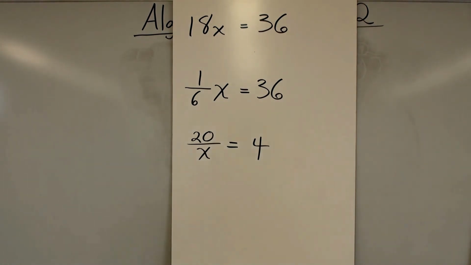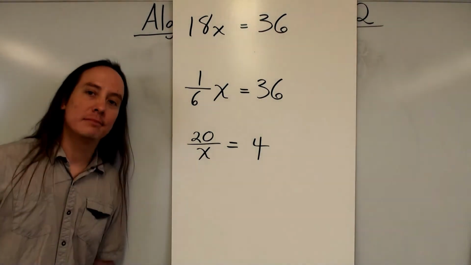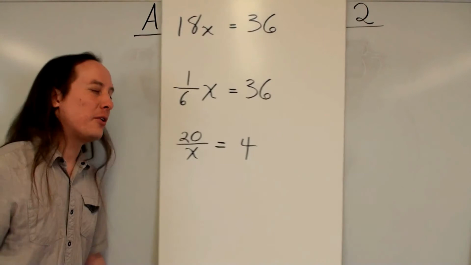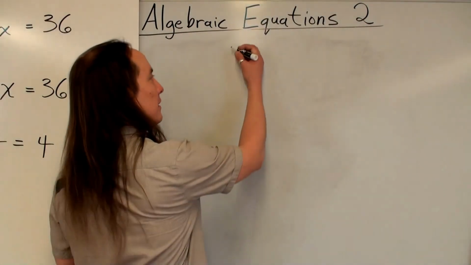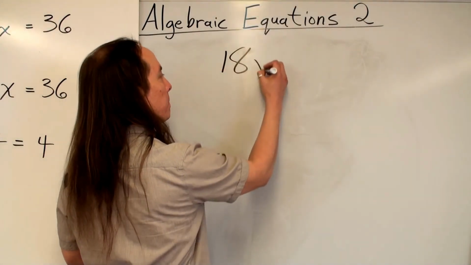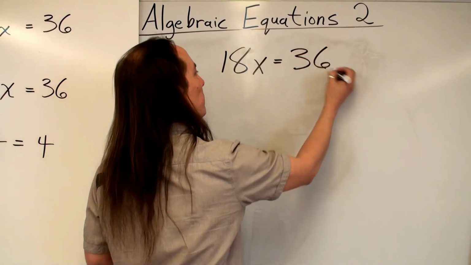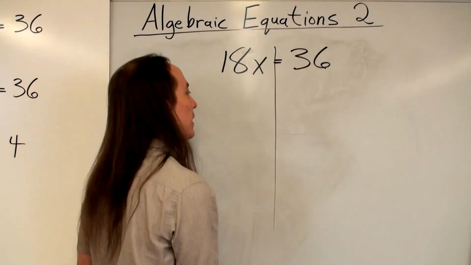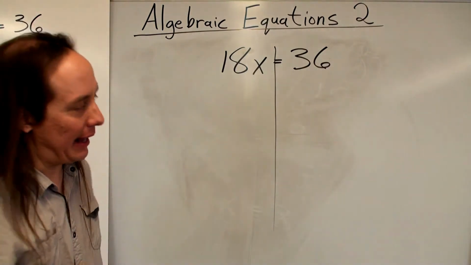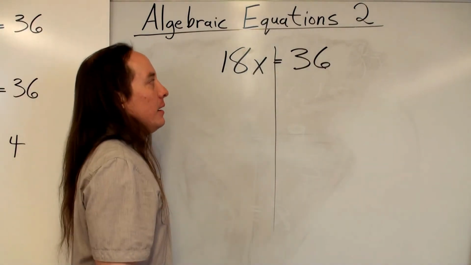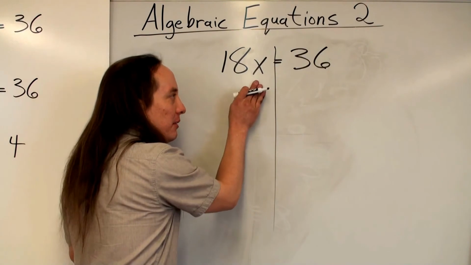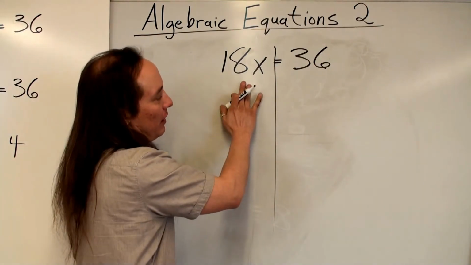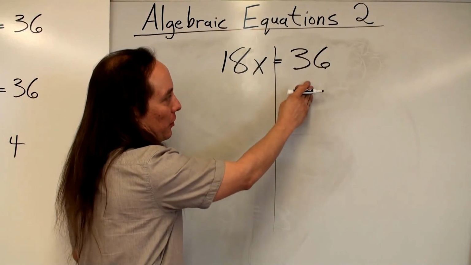Okay, so let me rewrite them. I'll do them one at a time. So the first one is 18x is equal to 36. All right, first step, line. I like the line. I know not everybody uses that, but I like it. Okay, so this says 18 times a number, 18 times x, and I know they're multiplied because they're right next to each other. And so is equal to 36.